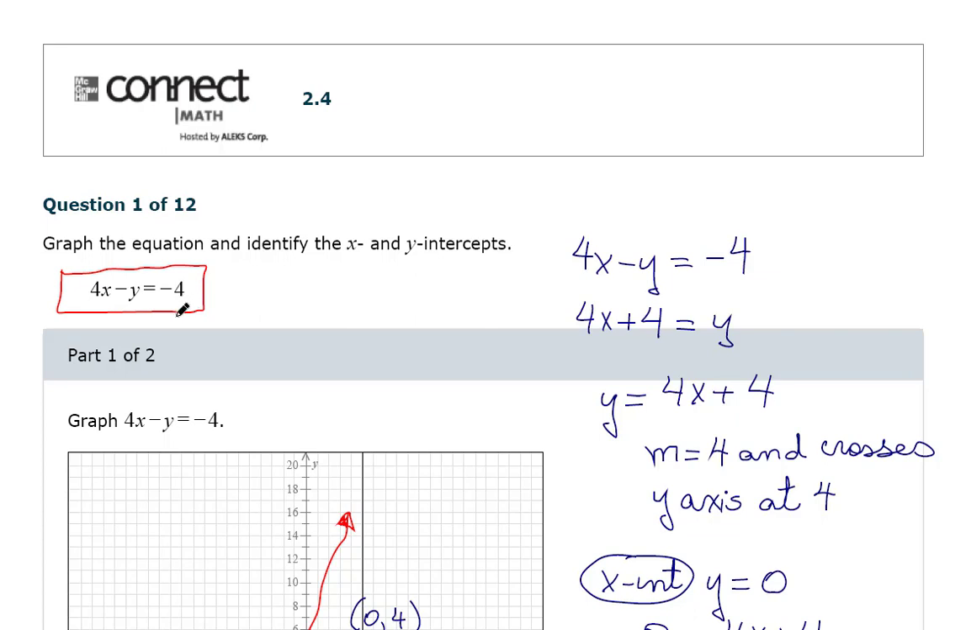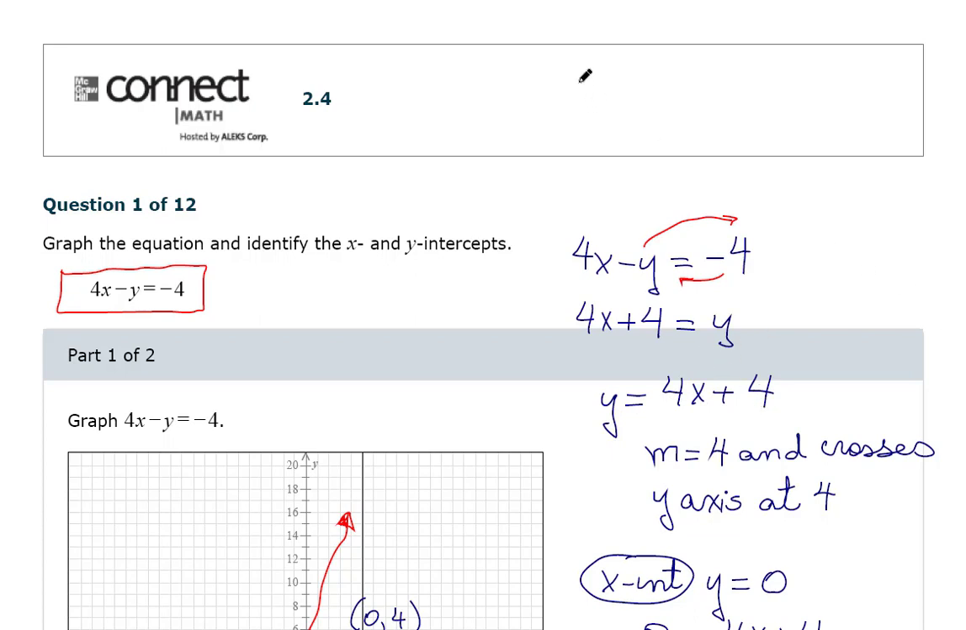But it's not in a really great format that I can tell you too much about it. So let's look over here. What if I isolate the y? Alright, so I'm going to bring the y to the right, and I'm going to bring the number to the left. By doing so, I get it in a form that looks like y equals mx plus b.